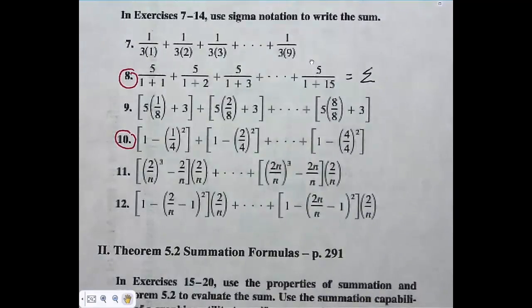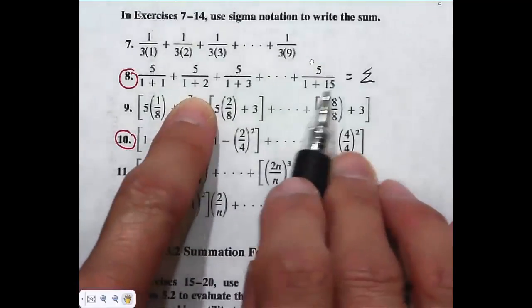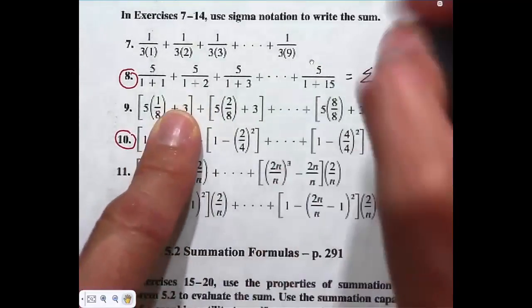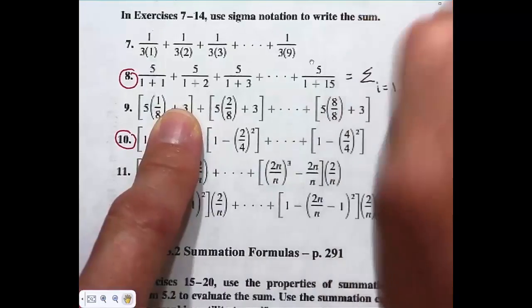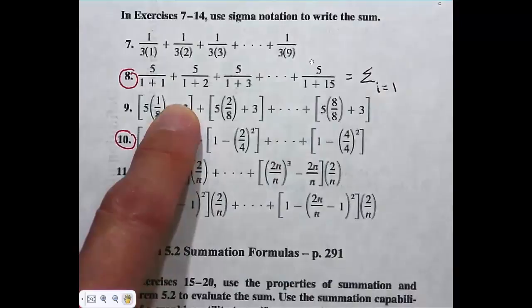What's changing in each one of those terms? Second term of the denominator, and you said that like a math teacher. Second term of the denominator started 1 plus 1, but then became 1 plus 2, and then became 1 plus 3, all the way up to 1 plus 15. So if we're using, it doesn't tell us what variable to use, but if we use I for our index of summation, we're going to have I equal something up to something else. What do you think the something else is?